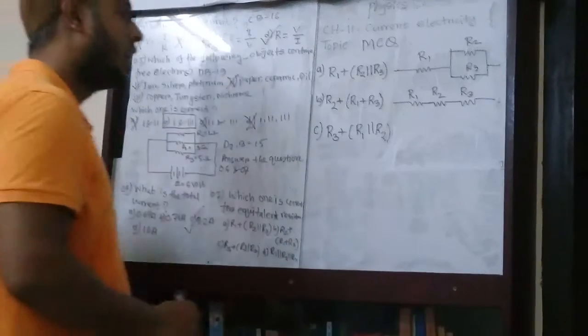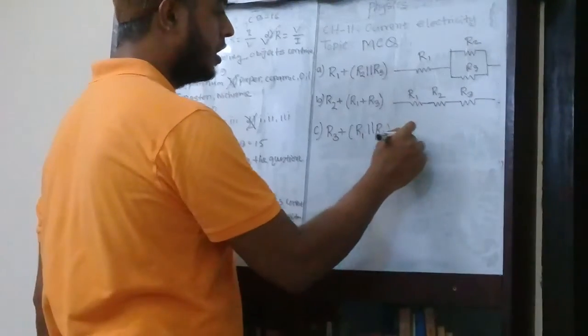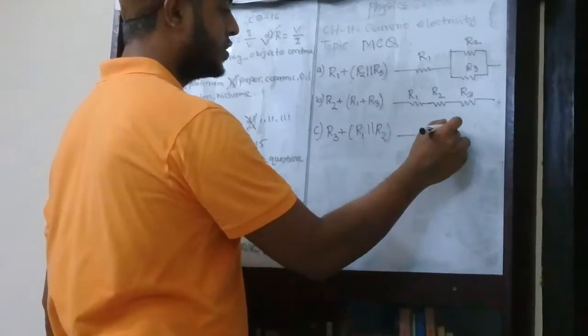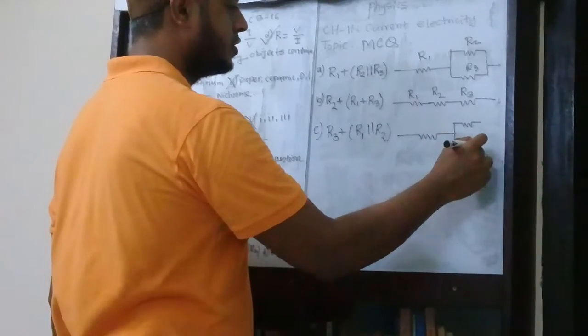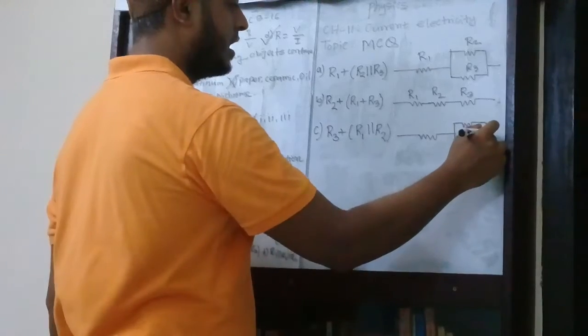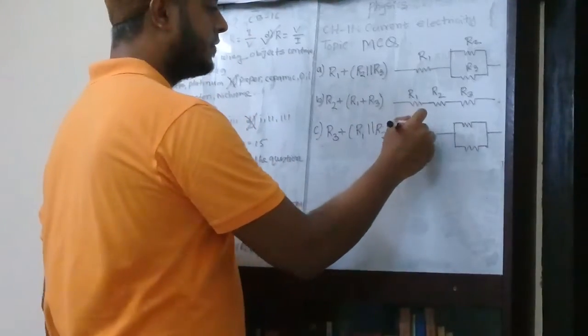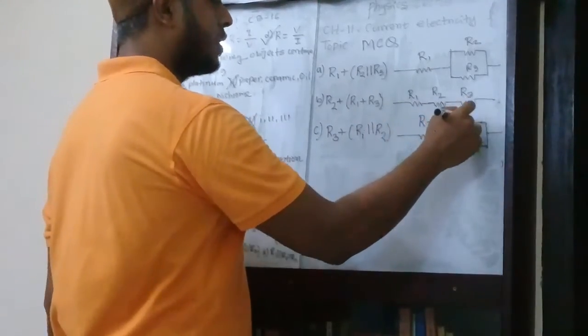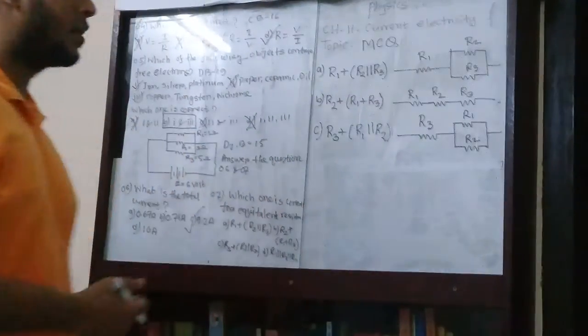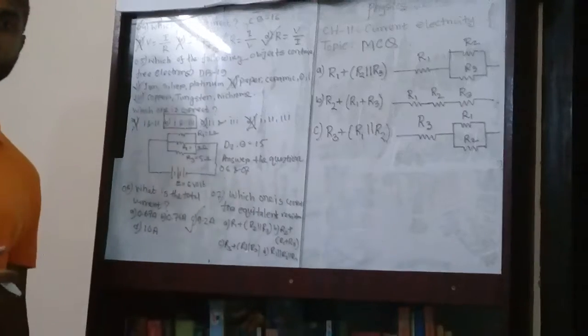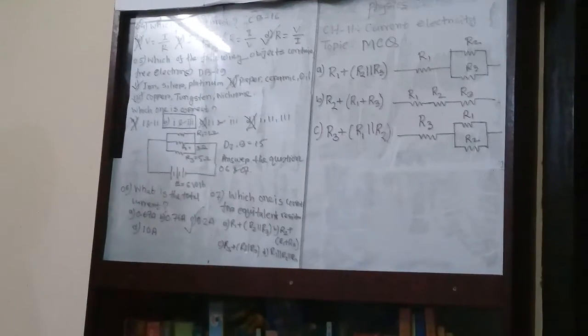So at first you draw R3, then you need to draw R1 and R2, which are connected in parallel. So the first one is R3, the second one is R1, the third one is R2. Here R1 and R2 are connected in which connection? These two are connected in parallel, and this parallel combination is in series with R3.